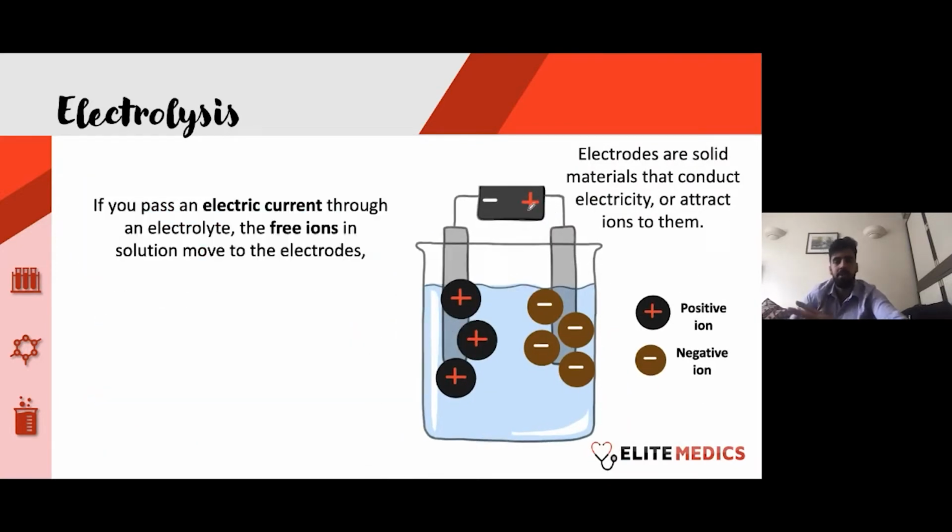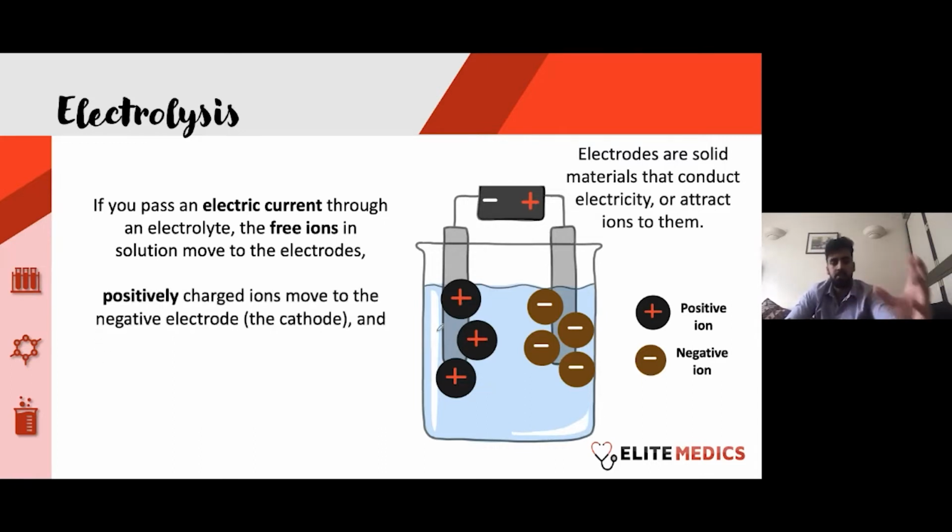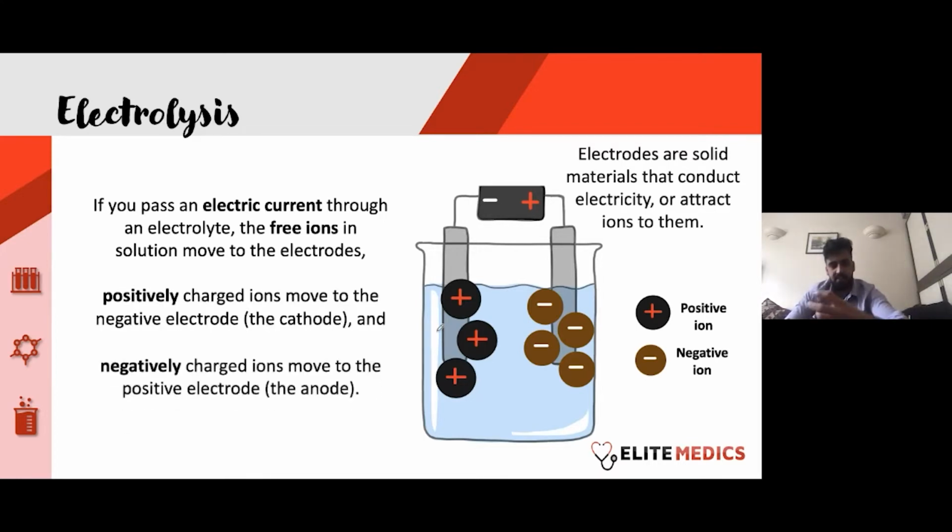Okay, so if you pass an electric current through the electrolyte, the free ions in the solution will end up moving towards the electrodes. And the positively charged ions will move towards the negative electrode, i.e. the cathode. And the negatively charged ions will move towards the positive electrode, i.e. the anode. And that's due to opposites attracting.